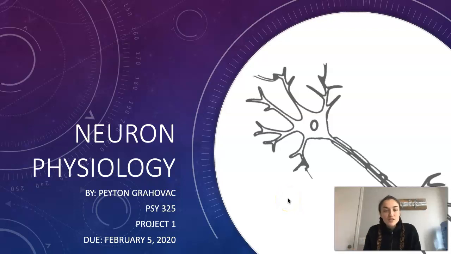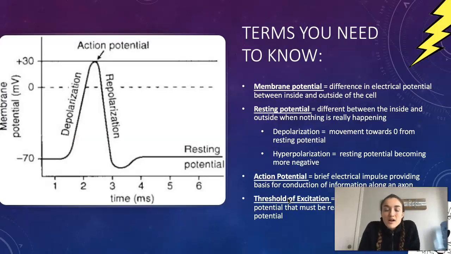Okay, so I want to start off talking about neuron physiology. This is project 1 of Psych 325. A couple things to start off: you're going to want to know these important terms as we talk about neuron physiology. These are really important.